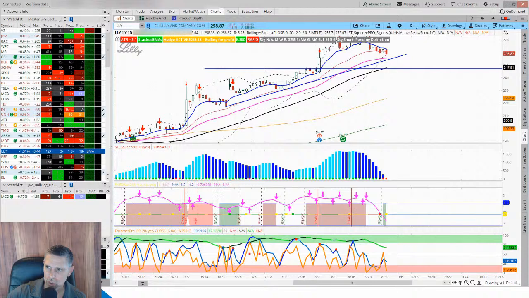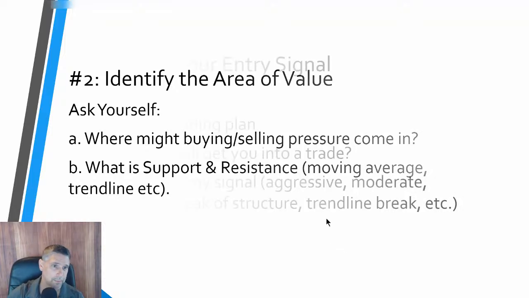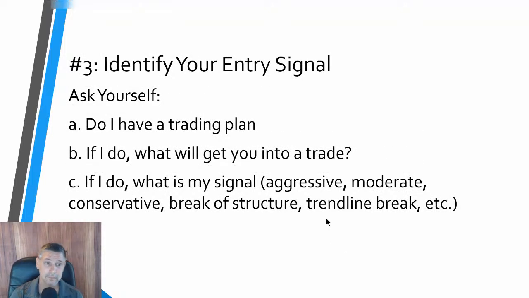So just to go back through this quickly, you want to identify the area of value. And remember, ask yourself, where might the buying and selling pressure come in? What are my support and resistance levels? And you can use, again, a number of things: highs, lows, moving averages, trend lines. It's all good.